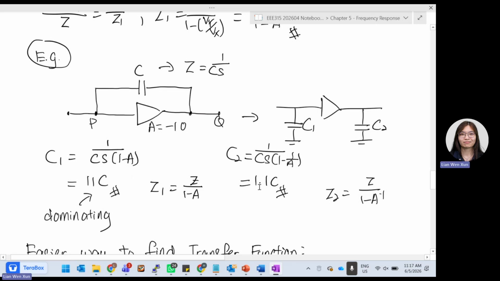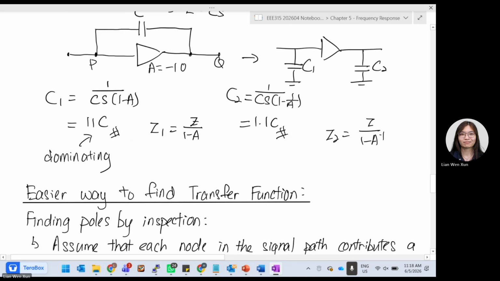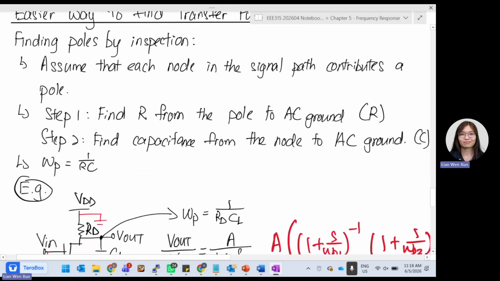So you can see that when we split into two capacitors, the first capacitor at the input will be dominating. The second one, basically, doesn't have too much effect already. So basically Miller effect wants to bring out that the capacitance effect is more obvious at the input compared to the output. So that's all for Miller's effect.